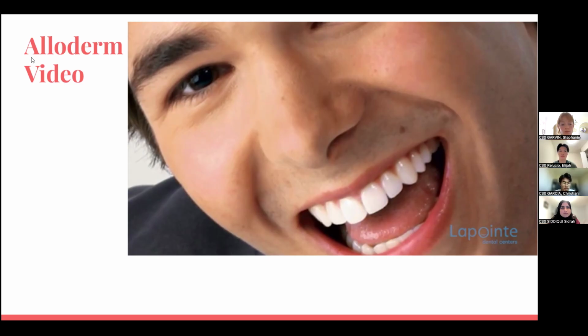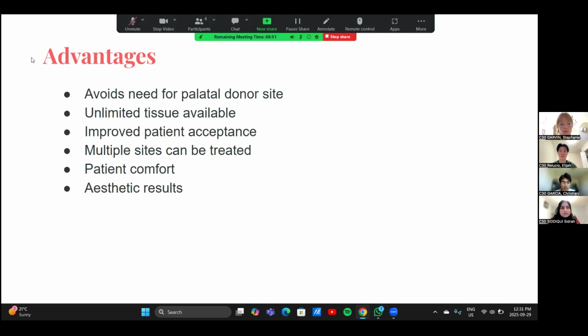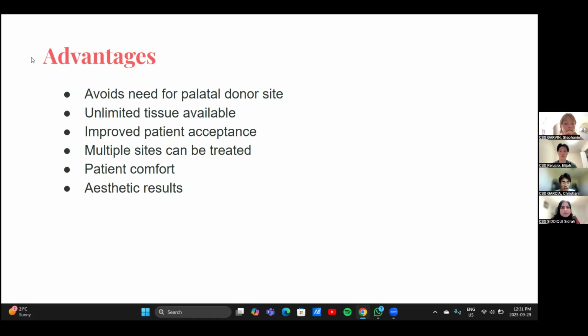Advantages: no palatal donor is needed. It eliminates the need to harvest connective tissue from the patient's palate, which reduces the risk of complications and limited tissue supply. AlloDerm is available in different sizes and thicknesses, allowing multiple sites to be treated at once, and it is useful for patients with conditions such as generalized gum recession.